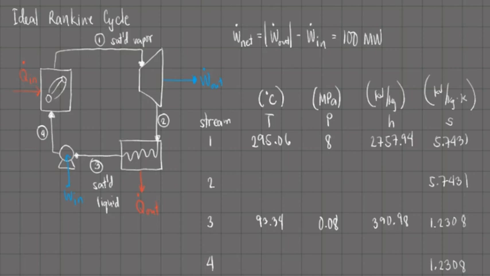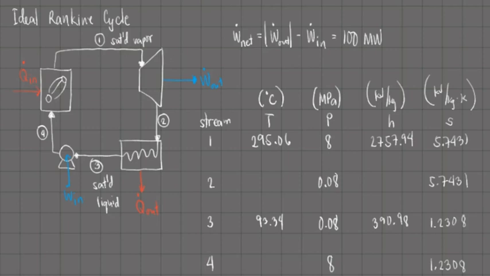We still cannot characterize stream 2 and stream 4 because they only have one value for the properties. We need a minimum of 2. So where can we get an additional value so that we can solve the problem? Remember that one of the common assumptions in the ideal Rankine cycle is that the processes in the boiler and in the condenser are happening isobarically, meaning it's a constant pressure process. For that, we say that stream 2, the inlet to the condenser, and stream 3, the outlet of the condenser, share the same pressure. Stream 2 is also at 0.08 megapascals, while stream 4 would need to share the same pressure as stream 1. Therefore, stream 4 has a pressure of 8 megapascals.